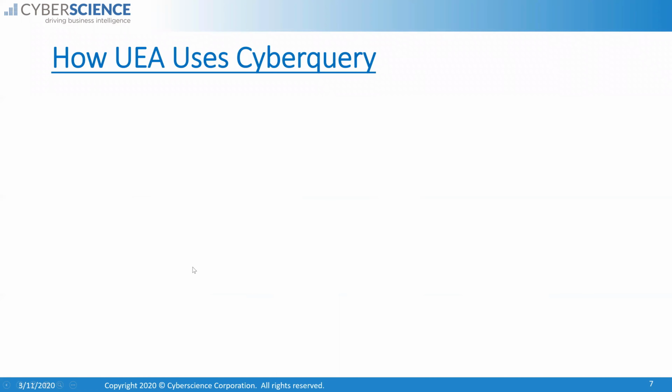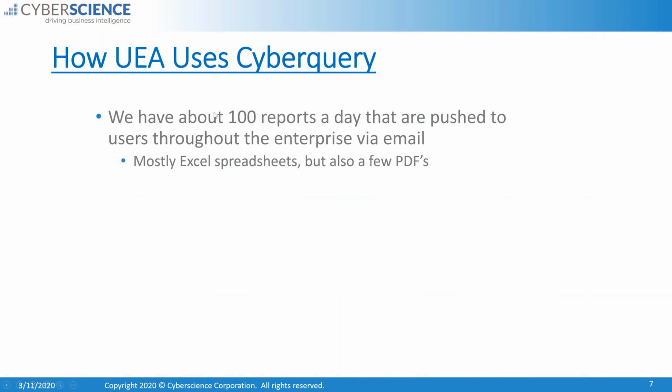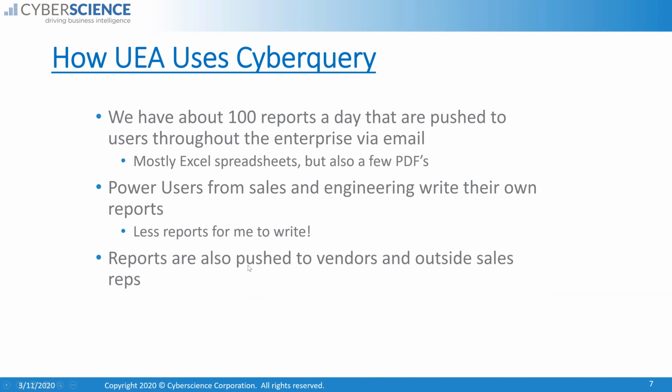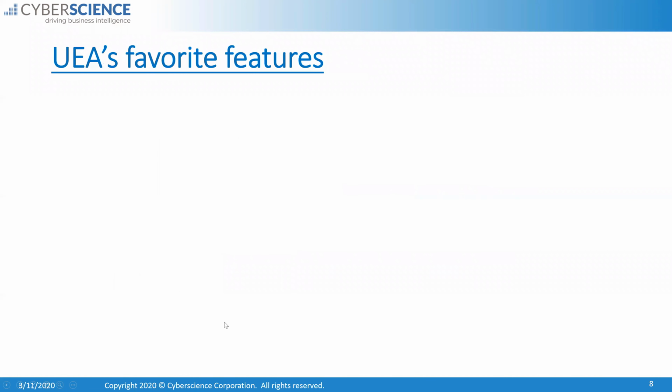But in his presentation, Howard said, "Okay, here's how we at UEA use CyberQuery. Number one, we have about 100 reports that go out each day, mostly via email as Excel spreadsheets or PDF documents. Number two, we have power users from sales and engineering who write their own reports, which is great news because it means less reporting for Howard. Number three, reports are also pushed to outside vendors and sales reps." So that's how they use CyberQuery.